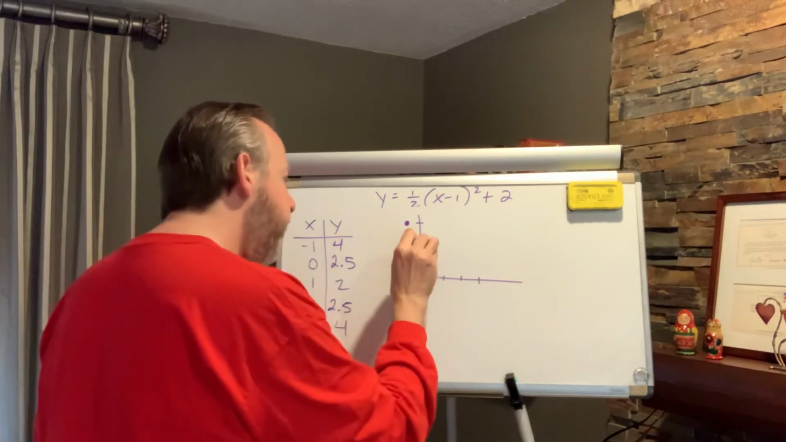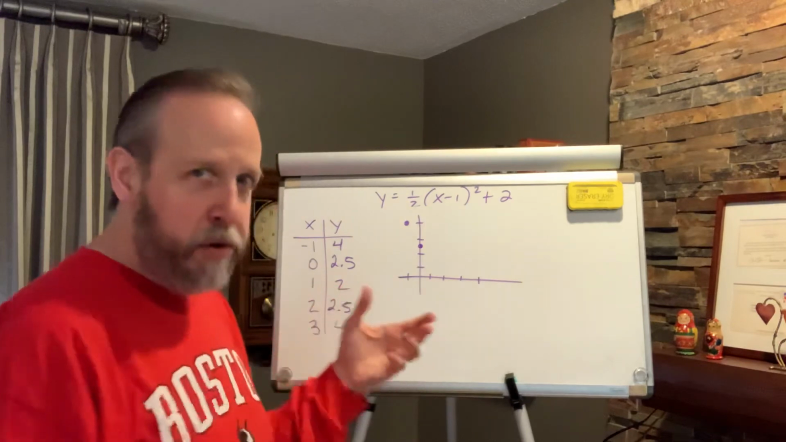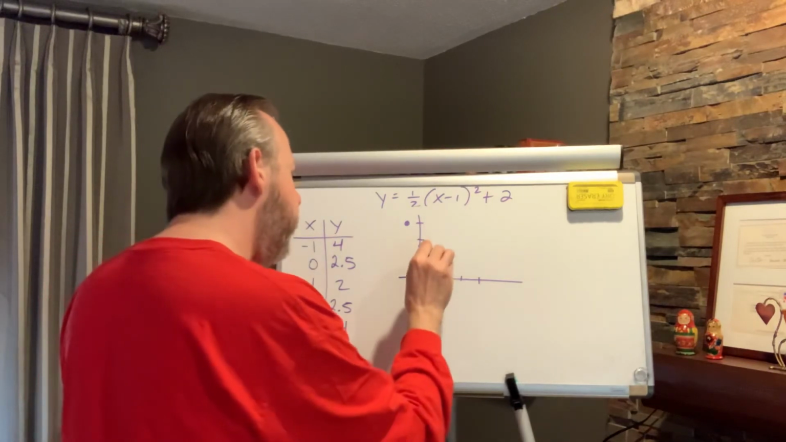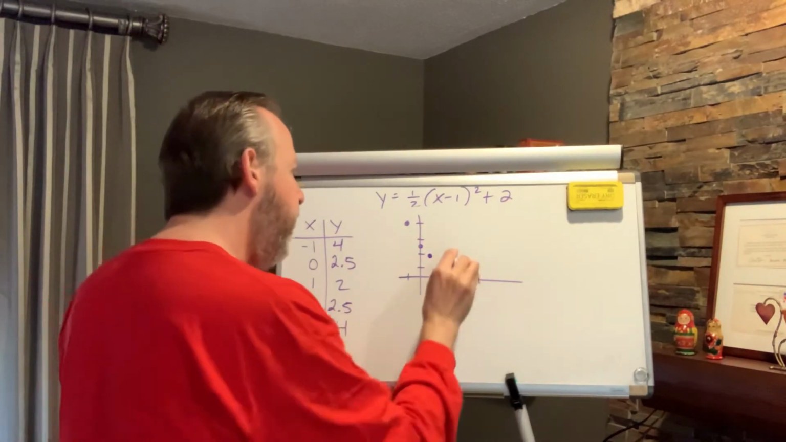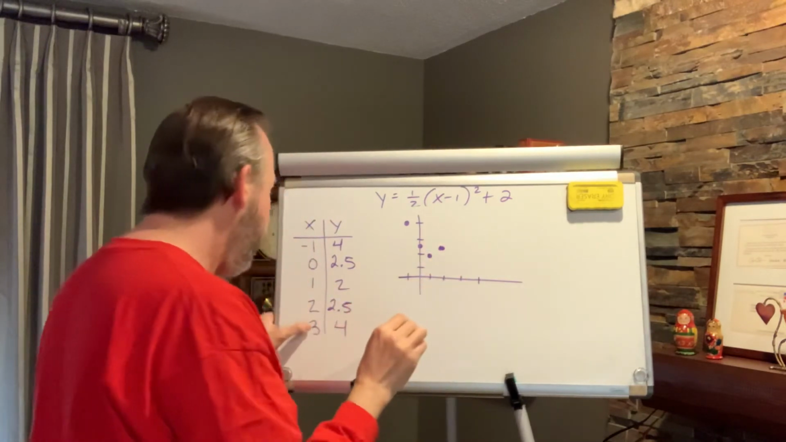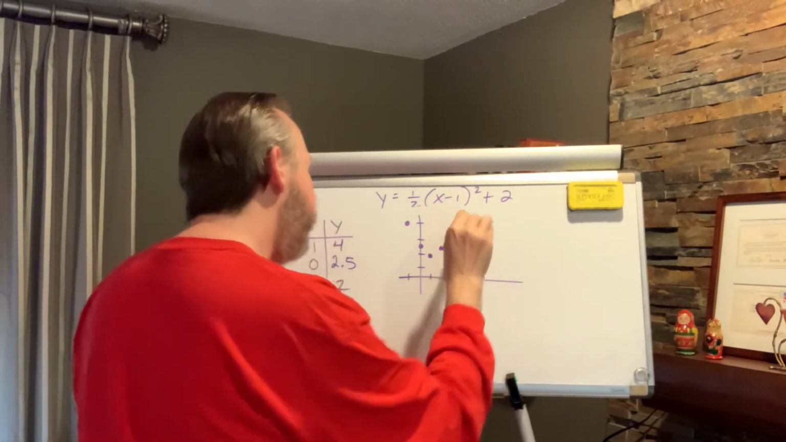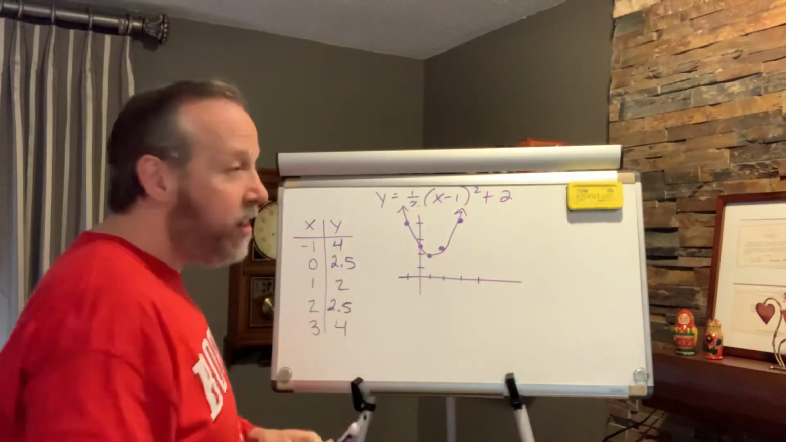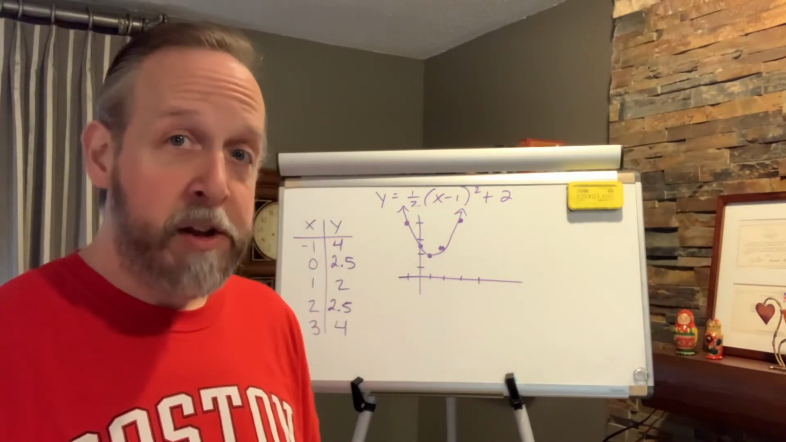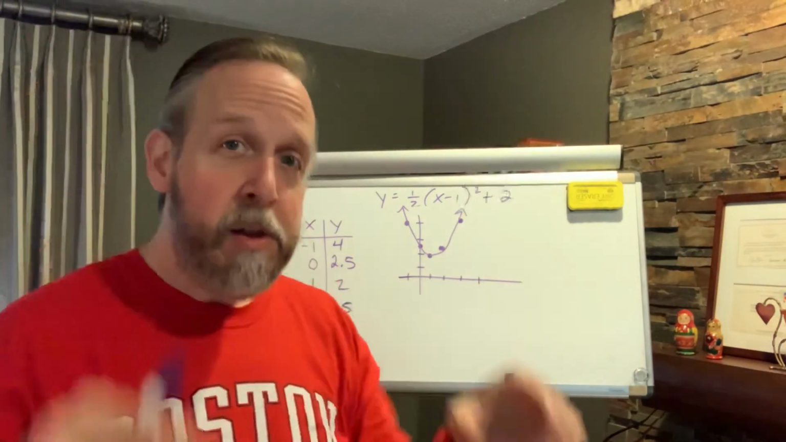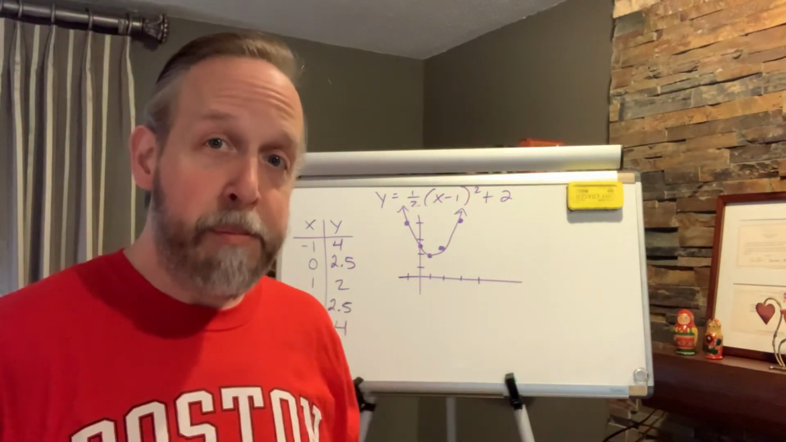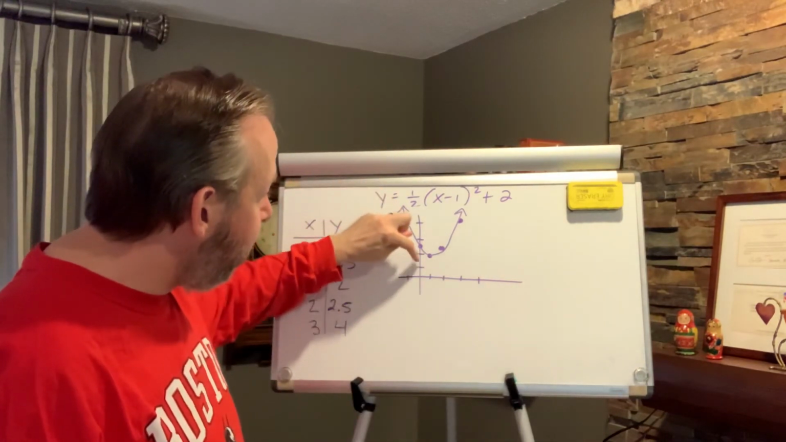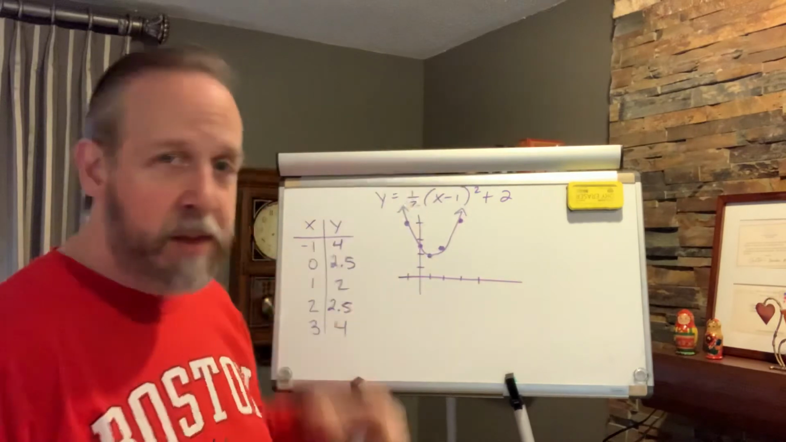0, 2.5 is over here. You're just going to go to where 2.5 would approximately be. It's an estimate. It's fine. 1, 2 is over here. 2, 2.5. Turning around now. And 3, 4 is up here. And here is the graph of my parabola. This time, the vertex is the lowest point on the parabola because it opens up. When the vertex is the lowest point, it's called the minimum. That's everything. Area here of decrease to the vertex and then increase after the vertex.